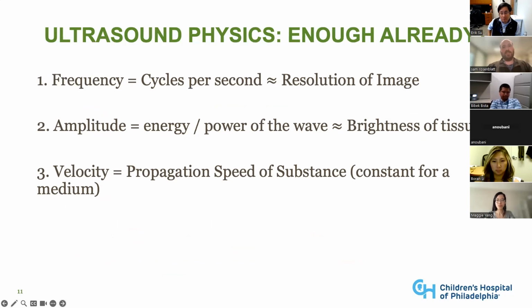So we're almost done with physics, and we'll get into the basics of the machine and how it works. But just as a recap, frequency is related to the cycles per second and is approximately related to the resolution of the image. The higher the frequency, the better the resolution. Amplitude is the energy or power of the wave that's going out and coming back to the probe, and that's related to the brightness of the tissues that you are seeing on your image. And then velocity is the propagation speed of the substance, and that's the constant for a medium that allows us to determine the distance of that object.